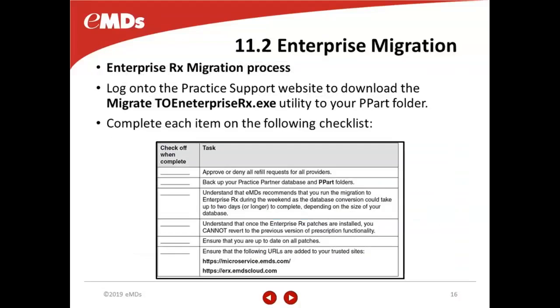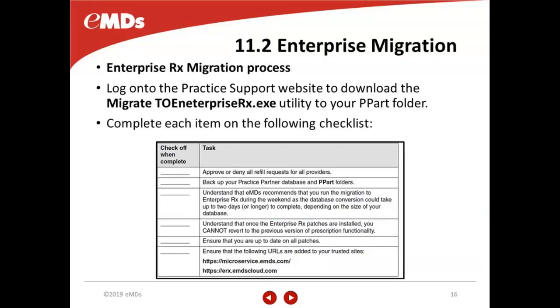All right, let's just go ahead and start moving into the enterprise migration and the step-by-step process on that. So you'll log into the Practice Partner website, and you'll download the Migrate to Enterprise RX.exe utility. That is that utility, the information that comes on. And you're going to go ahead and put it into your PPART folder.